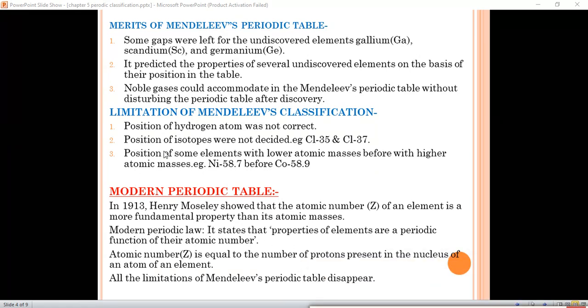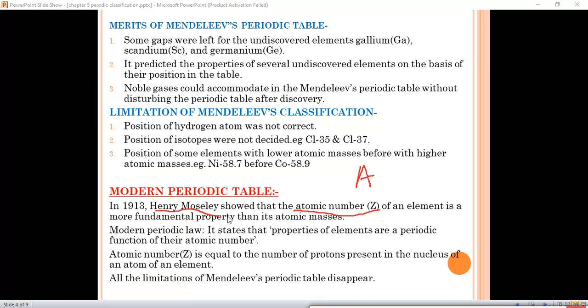The modern periodic table was given by the scientist Henry Moseley in the year 1913. Because of him, the modern periodic table was designed. What did he do? He showed that the atomic number, meaning the number of protons, which we denote with Z, while we denote the atomic mass with A, is a more fundamental property of an element than its atomic mass.